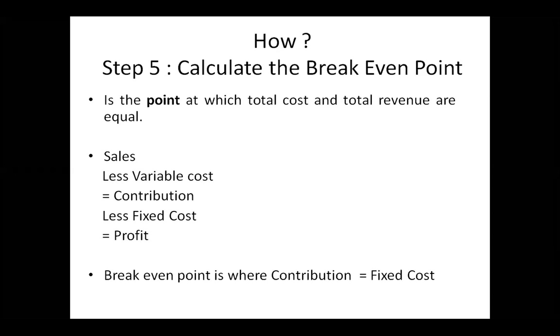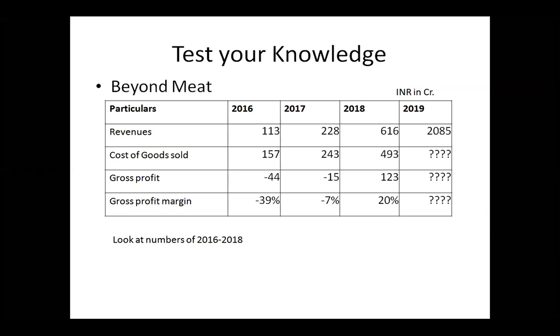What is the variable cost? It could be COGS, it could be cost of manufacturing product, it could be anything. Okay, what is fixed cost? Fixed cost, as we mentioned, the cost which will remain fixed, which will not vary with the turnover. Balance is profit.